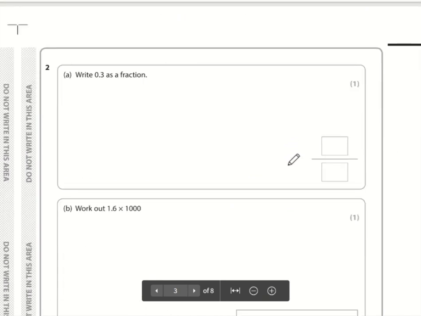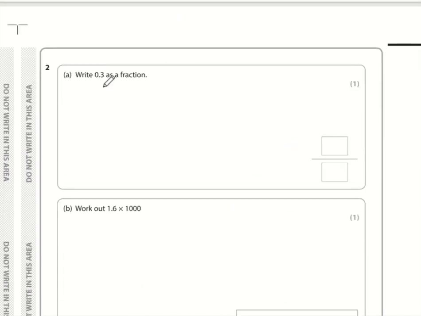Question number 2, write 0.3 as a fraction. Well, remember, when you've got one decimal place, we're talking tenths. So that is 3/10.